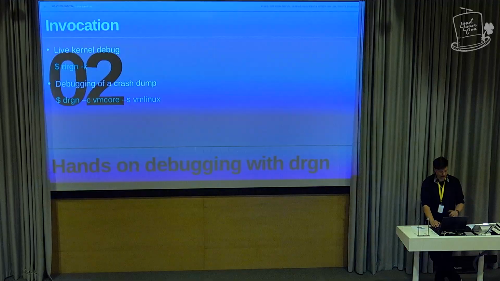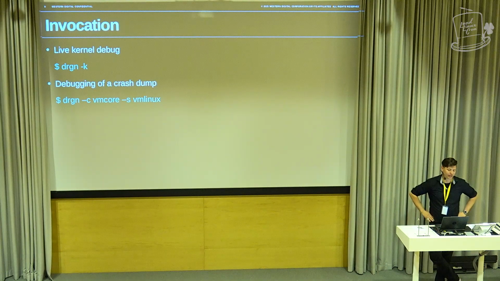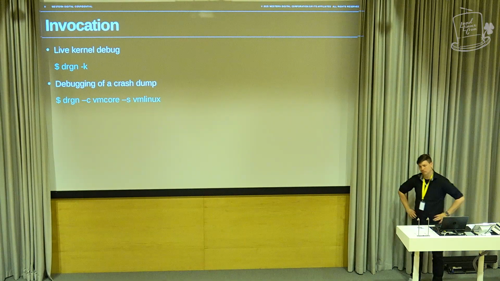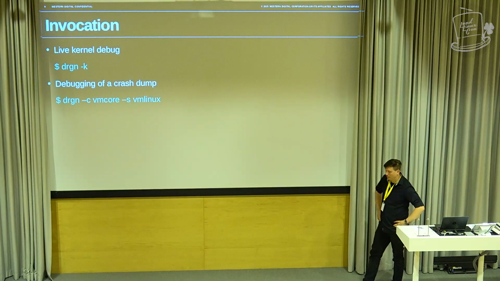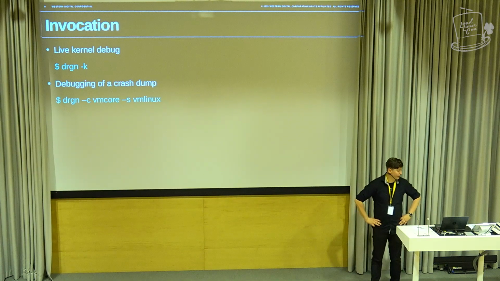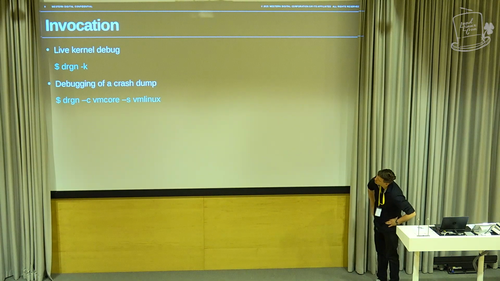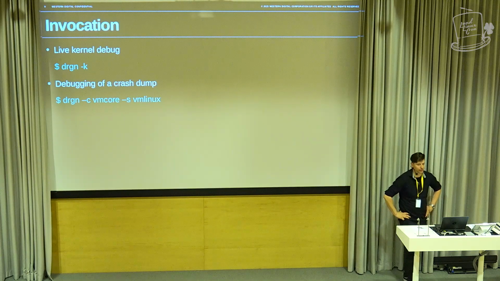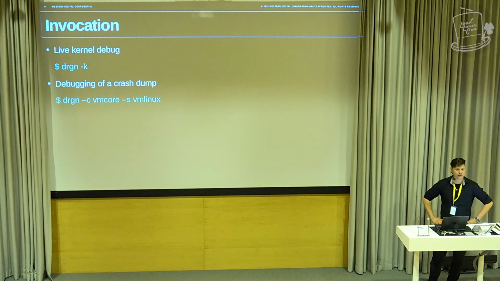So then some debugging. To invoke Dragon on a live image, it's simply drgn -k. And of course, that's not working as a normal user, but only as a root user. So there's a mistake on the slide.